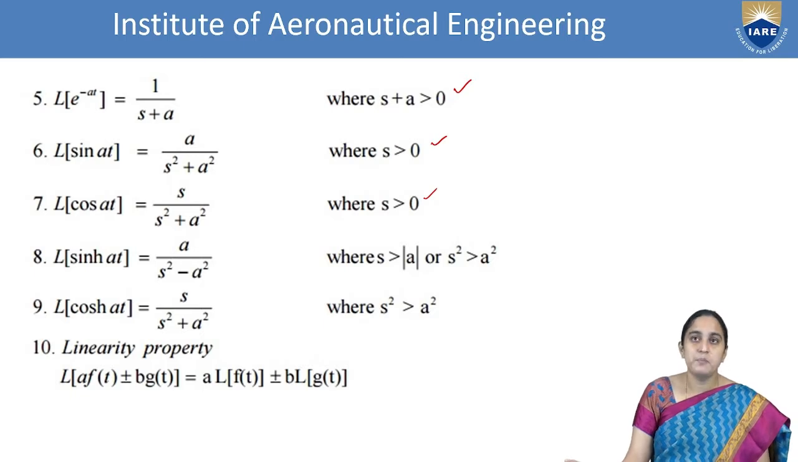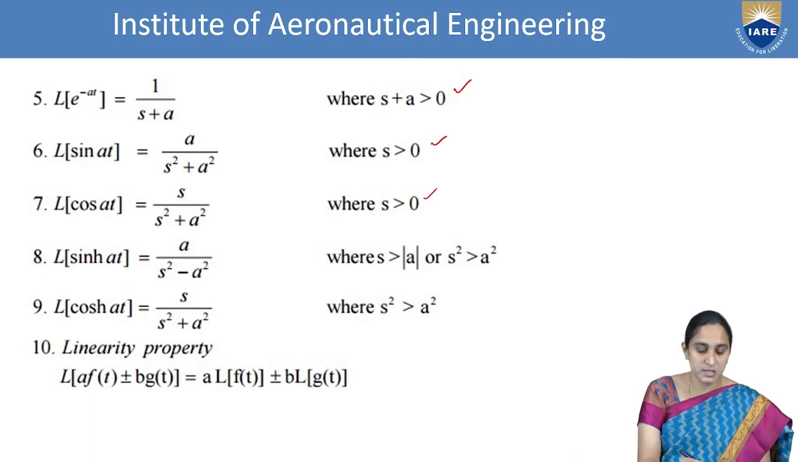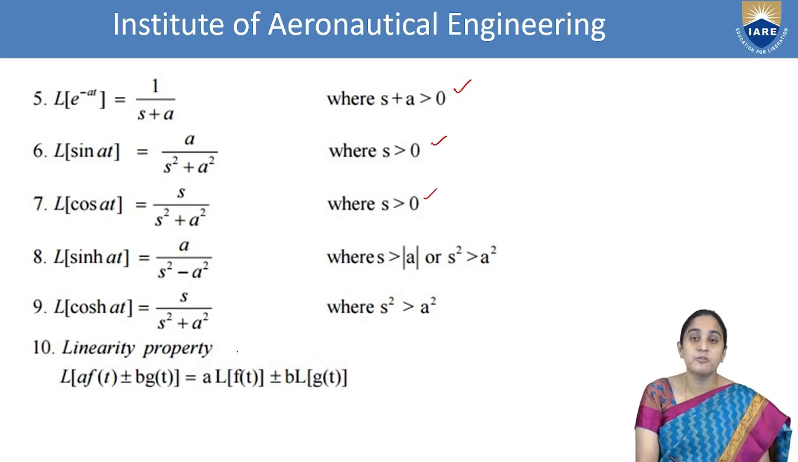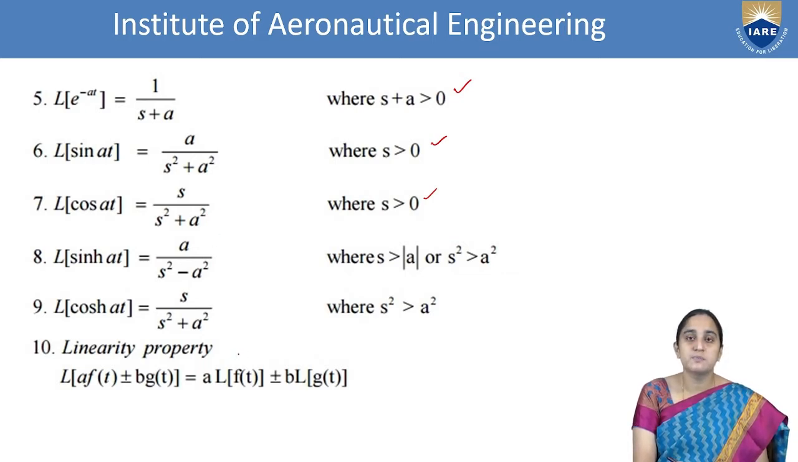And next, Laplace of cosh at. What is the formula of Laplace of cosh at? The h means that it is also a hyperbolic form. For that case, the formula is s by s square minus a square. In that case, s square is always greater than a square.